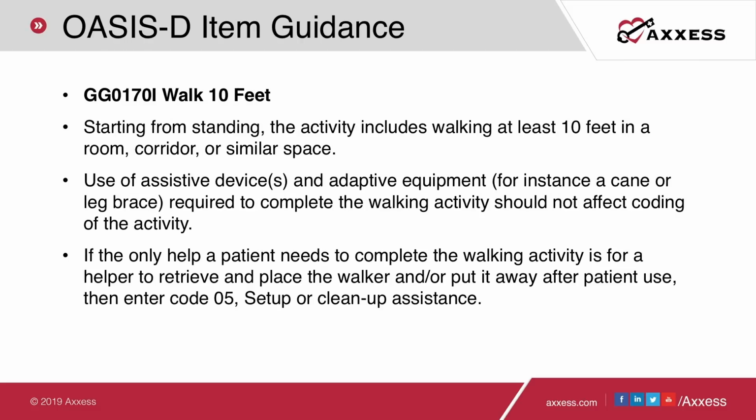GG0170I is the next item. This is walking 10 feet, starting from standing. The activity includes walking at least 10 feet in a room, corridor, or similar space. Use of assistive devices and adaptive equipment, for example, a cane or a leg brace, required to complete the walking activity should not affect coding of the activity.